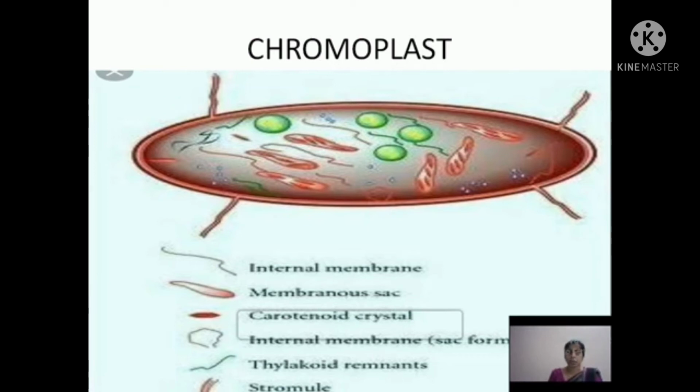And next is thylakoids. The thylakoid remnants. See the thylakoids, these colorless ones, these are here. These are the thylakoid membranes. Okay, and next is stromule. These are the stromules. This is the structure of chromoplast.